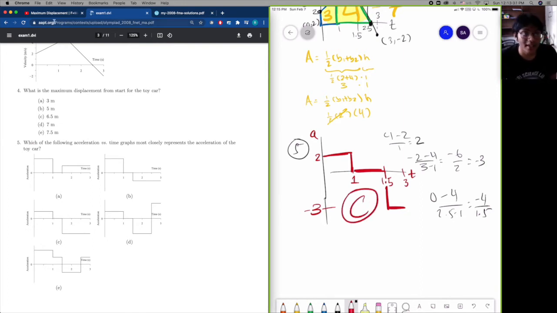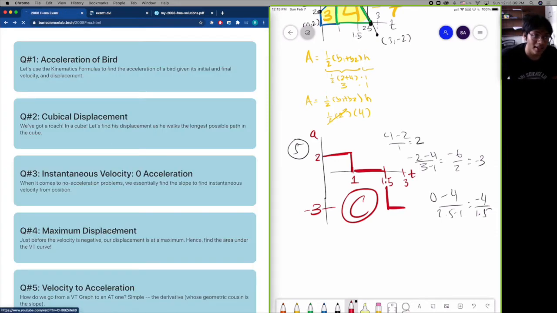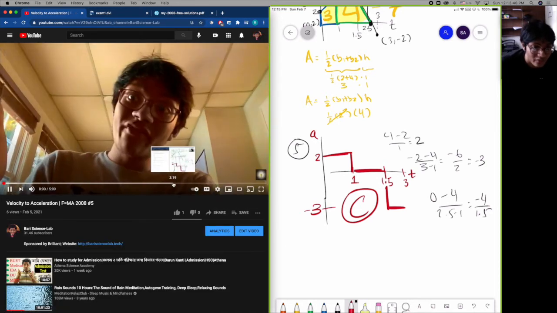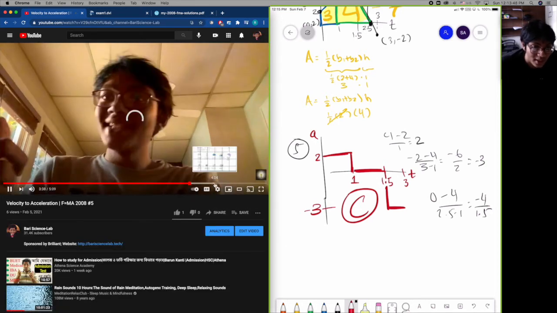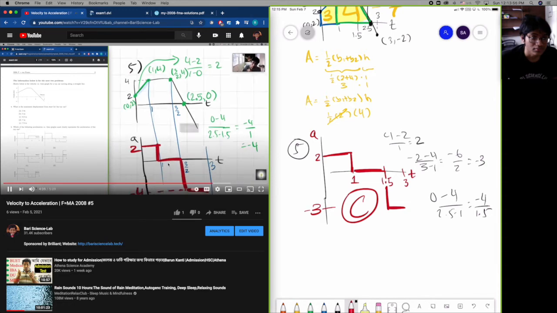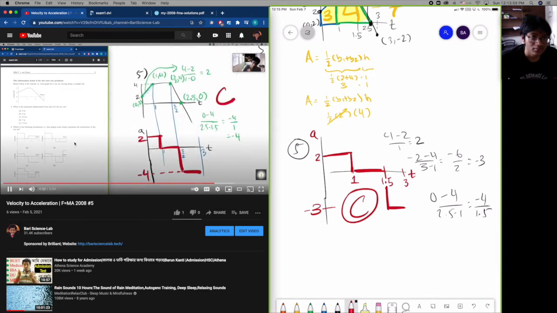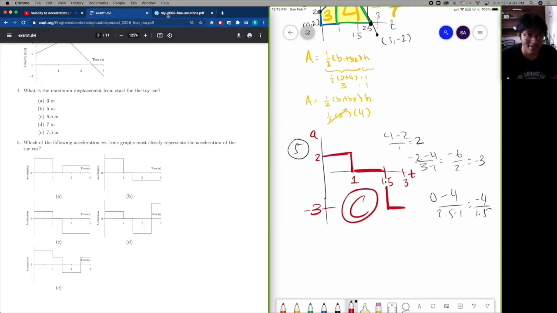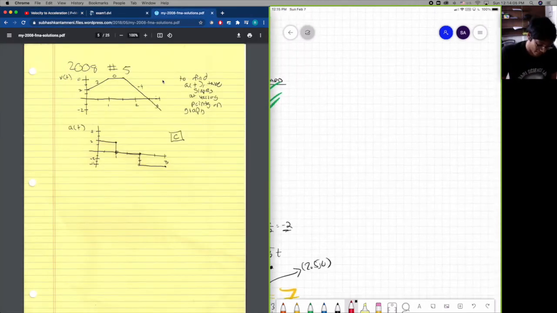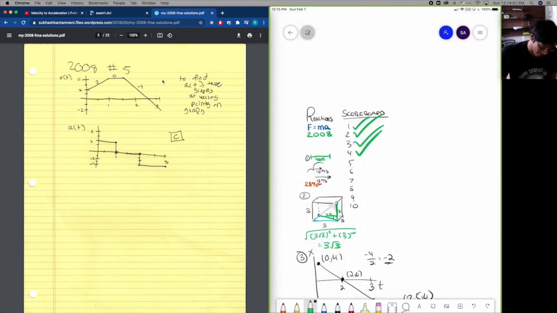Let's see if that's what I got before. Let me go ahead and go to max displacement. Oh no, it's not max displacement. Velocity to acceleration. Let me go ahead and find what choice I selected. It has a greater magnitude than our positive one, which is true. So our final answer is going to be none other than choice C. That's exactly what I selected. Let's see if that's indeed the answer. And boom, huzzah, we've got 5 for 0. So question number 5 is correct.